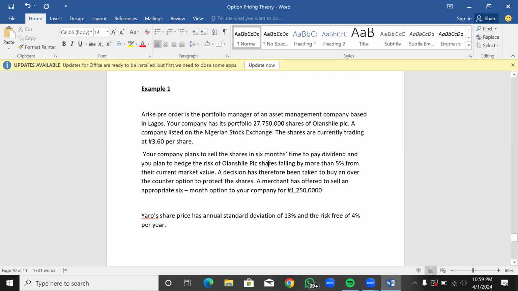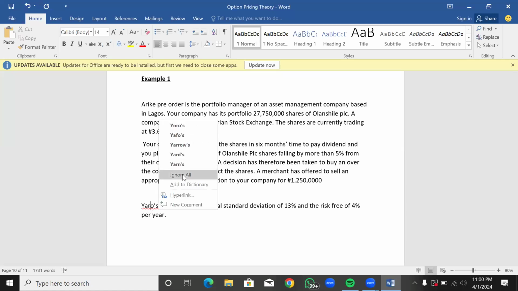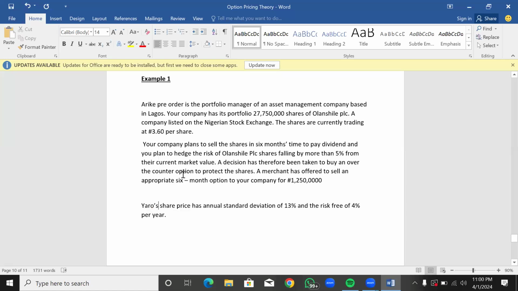It is falling by more than 5%. Okay, so 95% is our stock price. Okay, 6 months, standard deviation, risk. This question has solved itself. Now looking at it, you should know the answer, right? Someone should give me my answer. What's my answer?